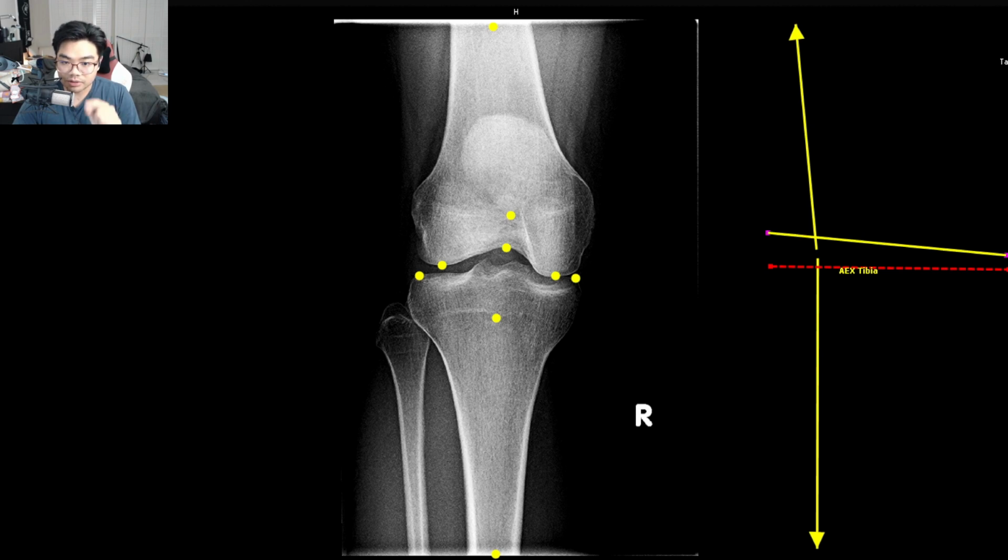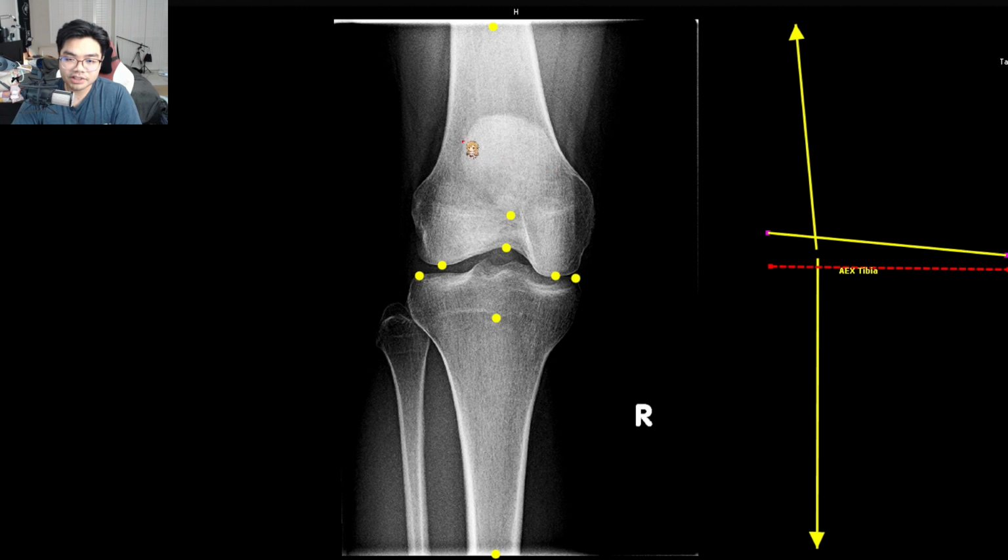So in this scenario, we're looking at a right knee. Probably best case would be to flip it so it looks like you're looking at it from behind, but we're looking at it from the front. So what we're doing is we're placing two dots here at the most inferior portion of the medial and lateral condyles of the femur, right?